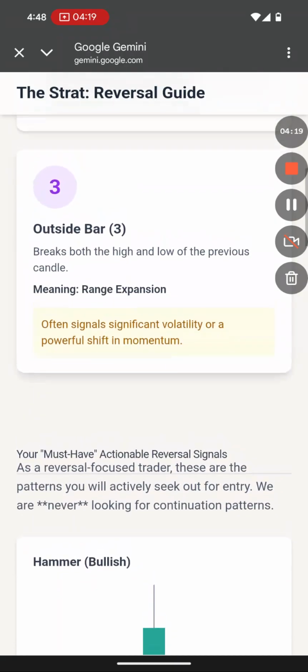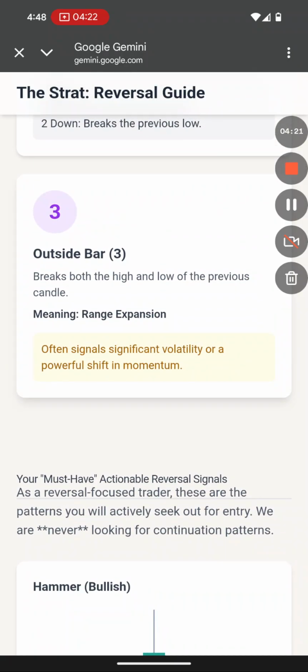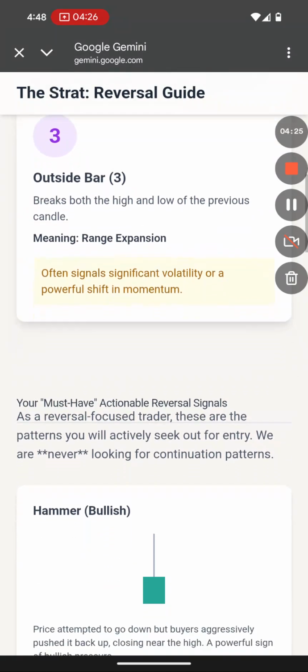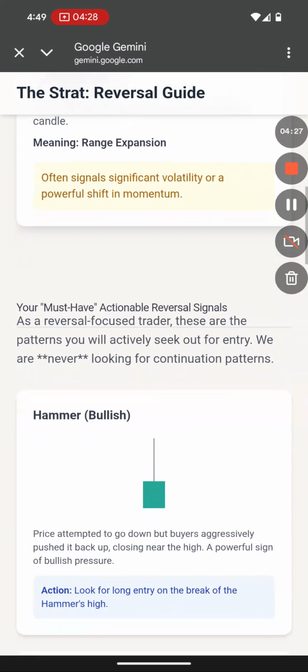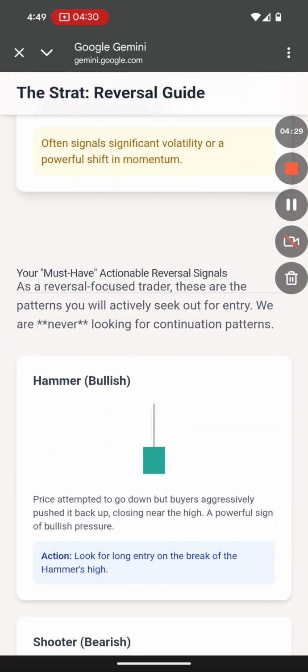So not only do we play off reversals, I play off actionable signals. Like some candlesticks, we call it the hammer and we call it a shooter. And we play off ones.